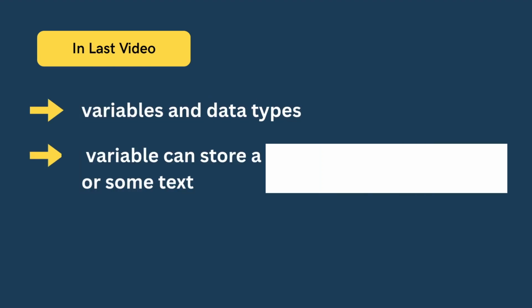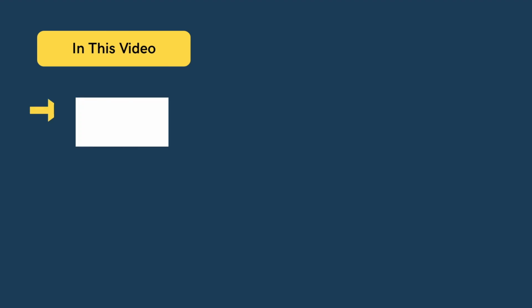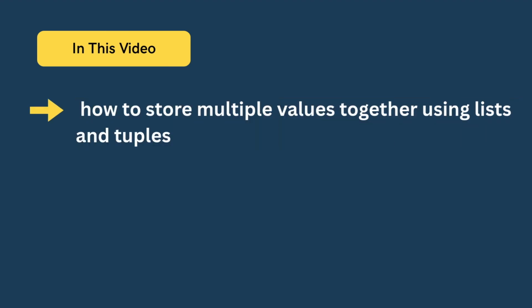In the last video, we learned about variables and data types. We saw how a variable can store a single value like a number or some text. In this video, we will take the next step. We will learn how to store multiple values together using lists and tuples.